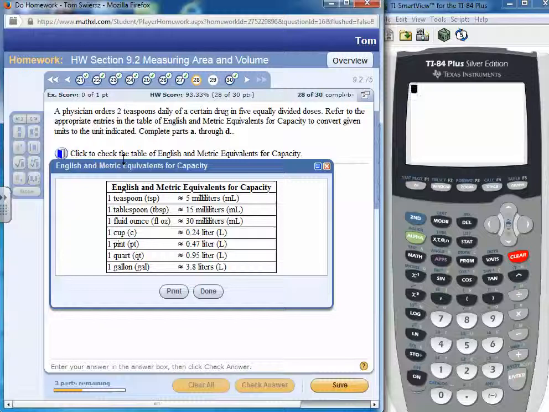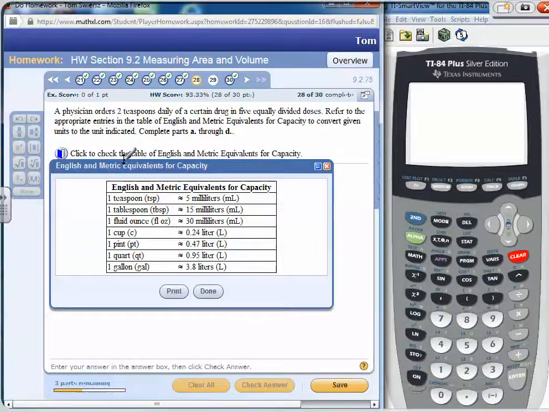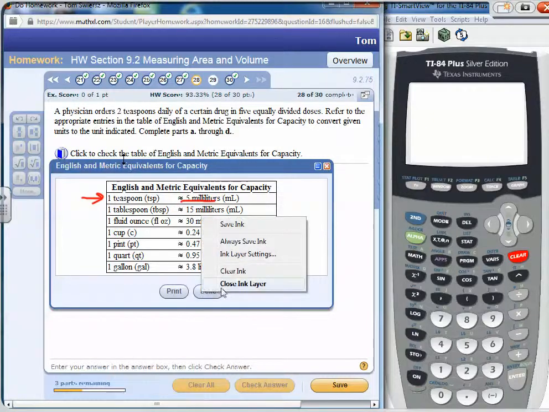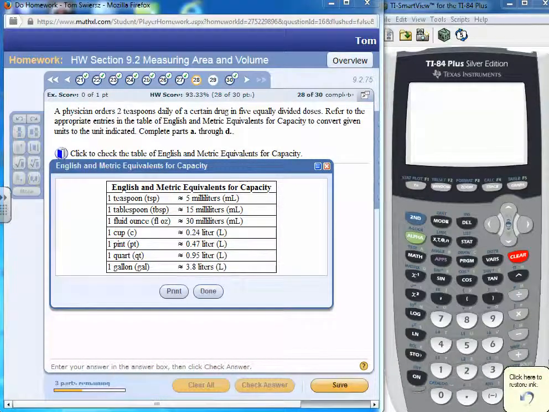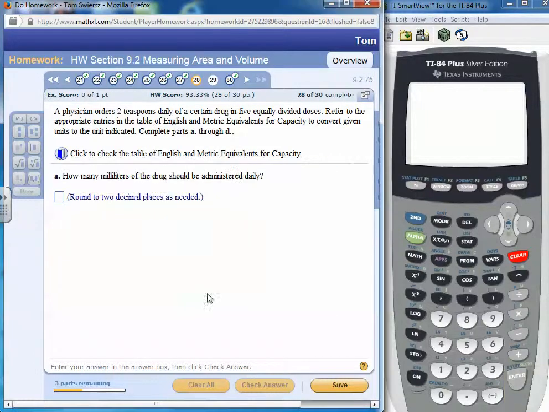And we got 1 teaspoon. 1 teaspoon is 5 ml. Okay, there it is right at the top. 1 teaspoon is 5 milliliters. So there's our conversion that we can use. Now we're going to use our dimensional analysis.